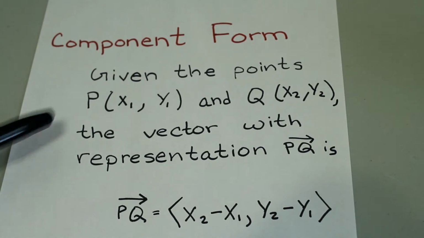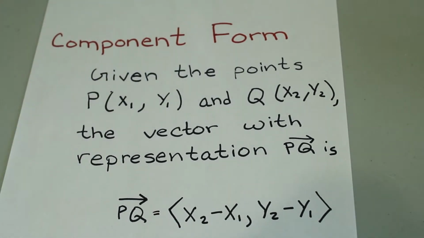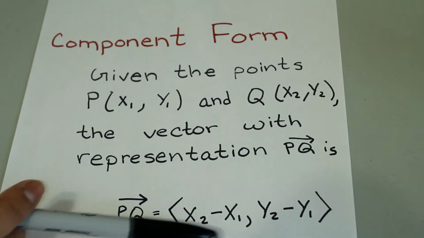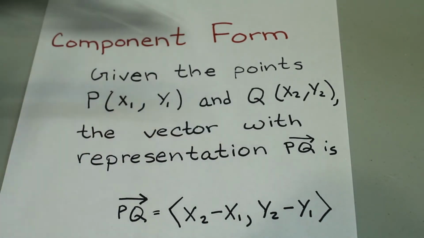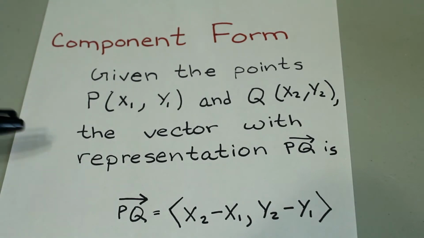Given the points P represented by x1, y1 and Q represented by x2, y2, the vector with representation PQ is represented by x2 minus x1, y2 minus y1. And they're in angle brackets to represent vectors. When we represent coordinates, we use parentheses. When we're representing vectors, we use angle brackets. Notice that essentially all we're doing is taking the coordinates of the terminal point, which in this case is the Q, and subtracting the respective coordinates of the initial point, which in this case is P.